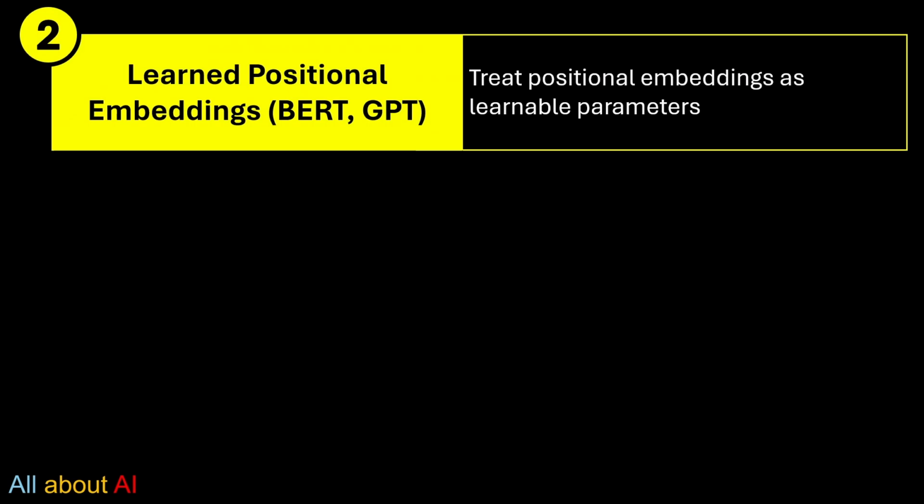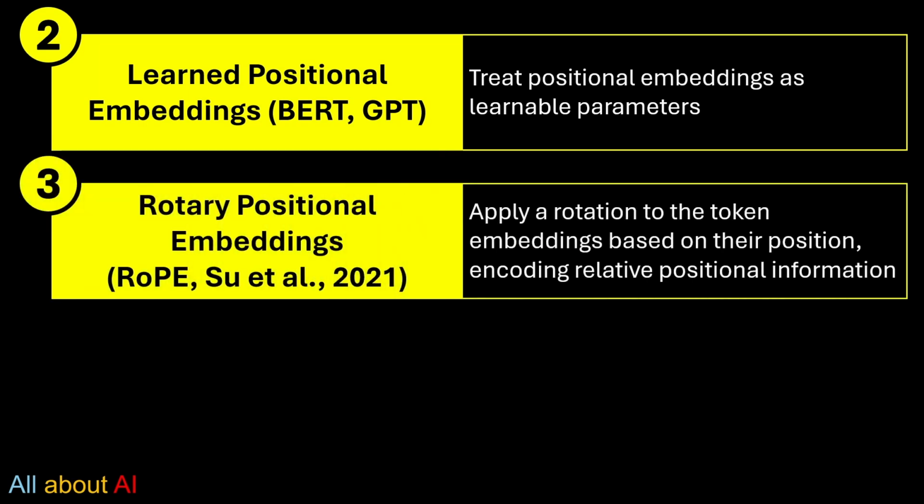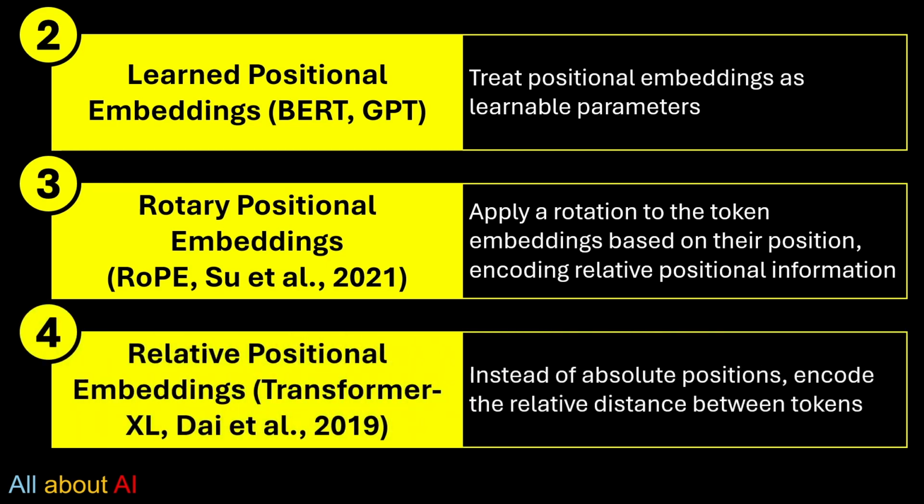Now, there are other mechanisms. One is called learned positional embeddings. These are adopted in BERT and GPT models. These treat positional embedding as learnable parameters, so those are trained during the training process of these models. Another idea is rotary positional embeddings. It applies a rotation to the token embeddings based on their position, encoding relative positional information. There is another idea which is relative positional embeddings. It was introduced for Transformer-XL models. It uses the relative distance between the tokens instead of absolute positions.